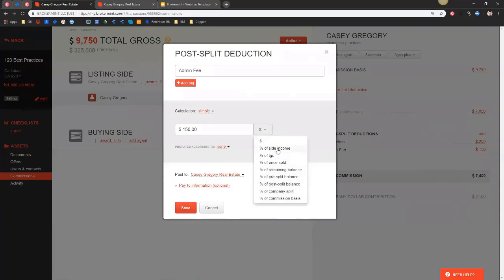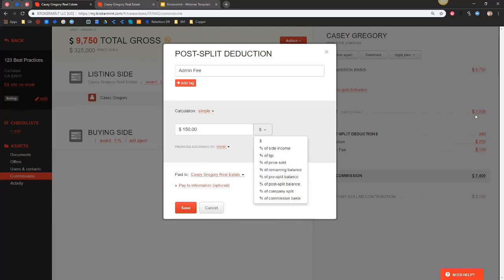Let's go ahead and take a second and kind of look these over. So of course, we can always enter a whole dollar amount. We can take a percentage of side income, which is going to be the award allocation for your side. In this scenario, we're starting off with 3%. We can take a percentage of total gross commission. Again, gross commission, a combination of award allocation for both sides. Percentage of price sold. A percentage of remaining balance. This is the most common or a very common one.